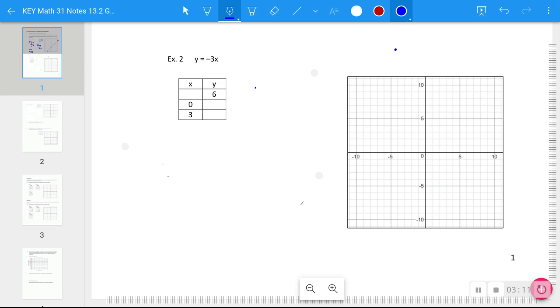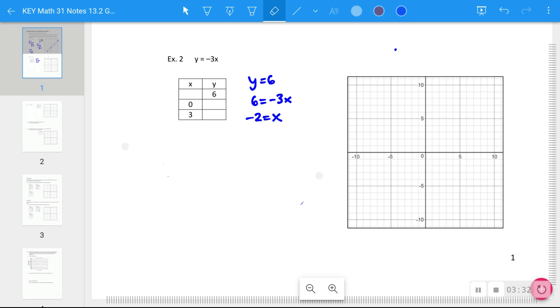Okay, we have a new equation. Y is equal to -3 times the x value. So we're going to fill this chart in, and they're going to give us a y to start with. So we'll take care of that one in a minute. And then the next 2 ones, they give us x values. So we'll start with y equals 6.